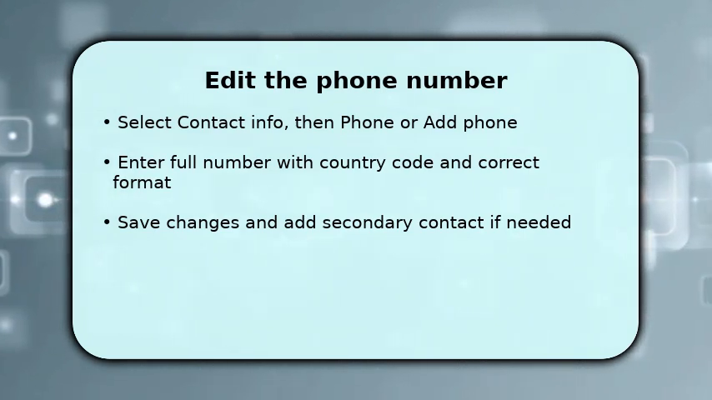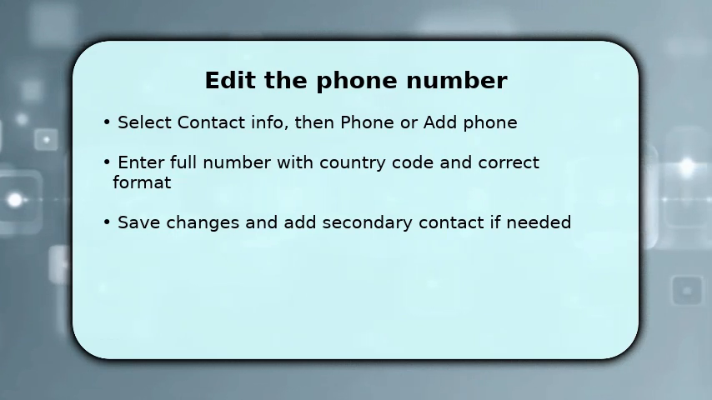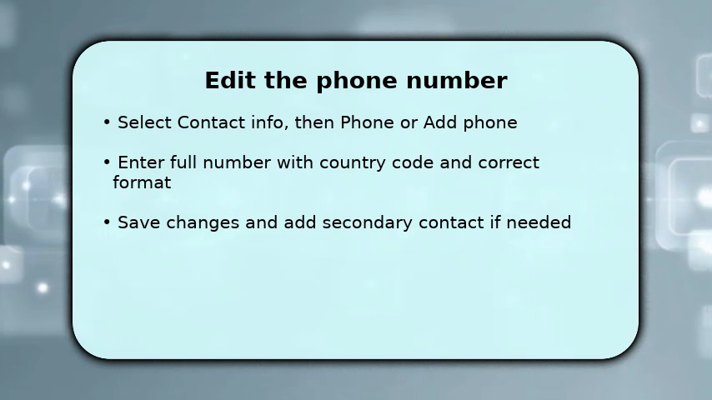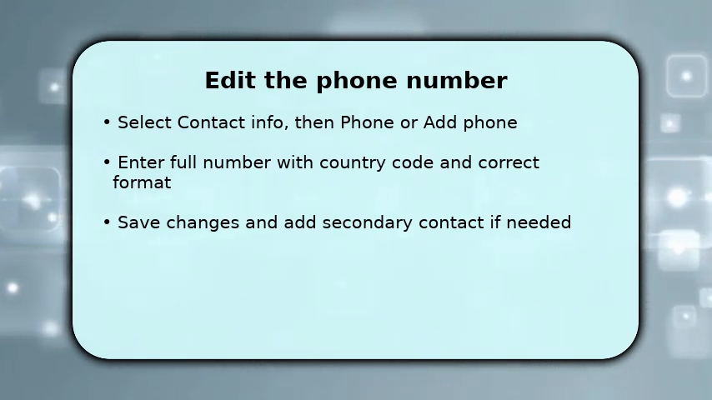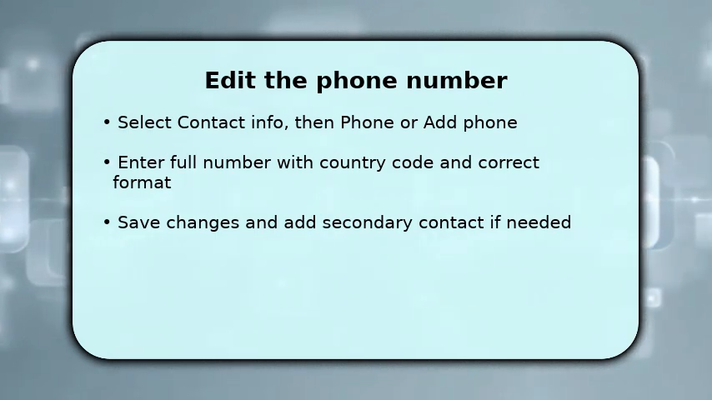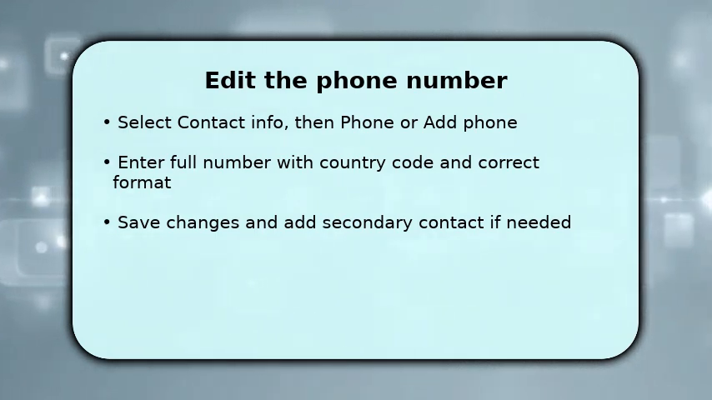You should enter the full number including country code and local formatting so Google validates it correctly. Once entered, double-check for typos and, if available, add a second contact number for redundancy. Save the changes. Google may queue the update for review.